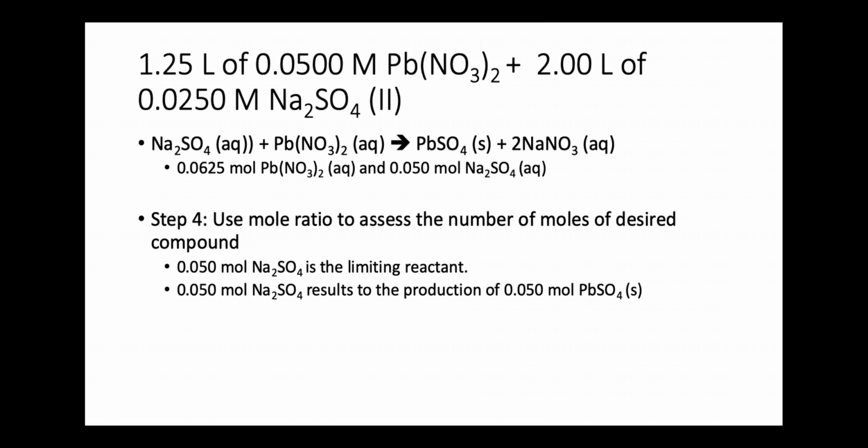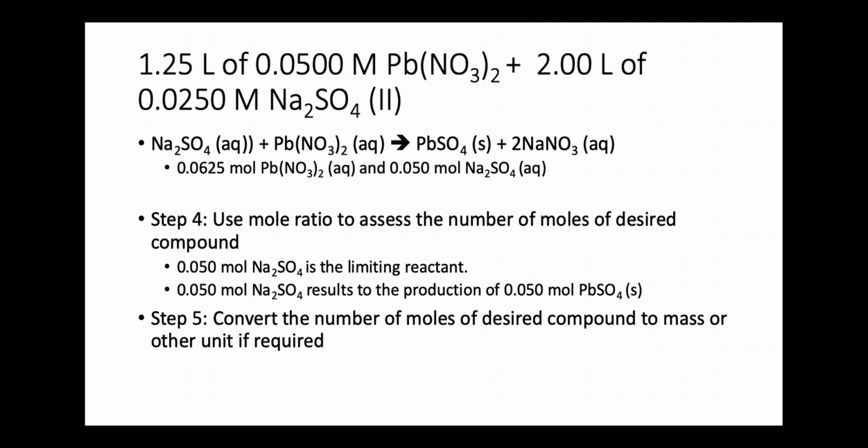Step 5 is to convert the information back to grams, or whatever unit we want, but we're interested in grams. So we know we have 0.05 moles of lead(II) sulfate. What we have to do is multiply the moles with the molar mass of lead(II) sulfate, and that's 303.3 grams per mole. And we do that correctly. We have a precipitation of 15.2 grams lead(II) sulfate.